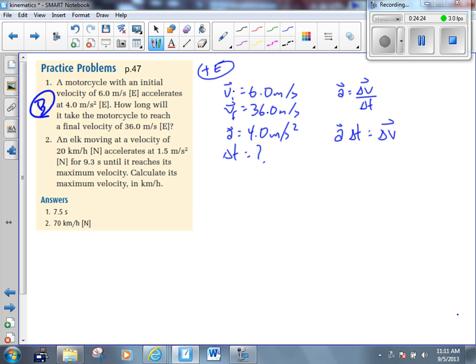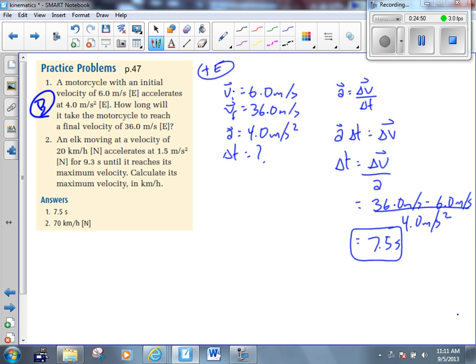Get rid of the A. How do you do that? Divide both sides by A. T is equal to delta V over A. Now, delta V is 36.0 minus 6.0 over an acceleration of 4.0. So that becomes 30 over 4, which gives me a time of 7.5 seconds.